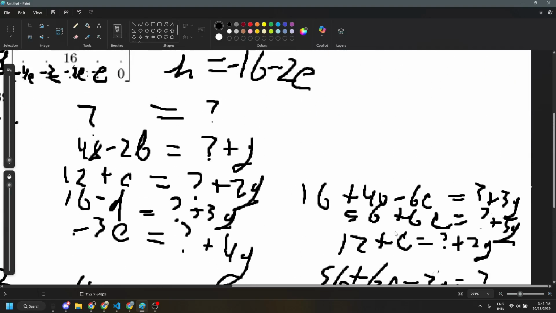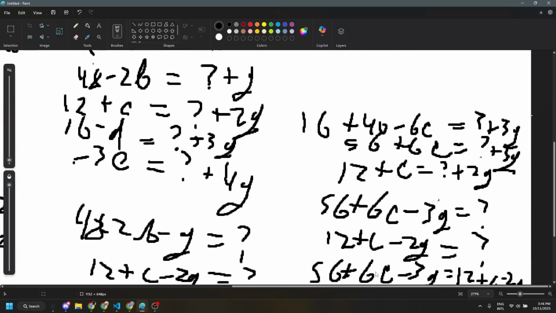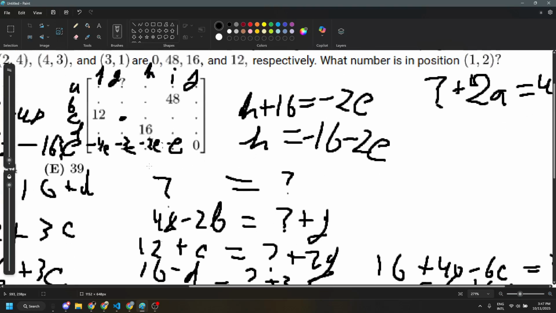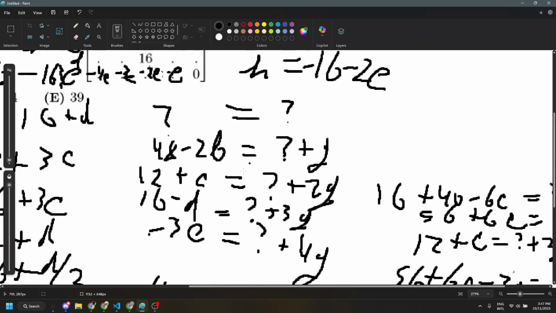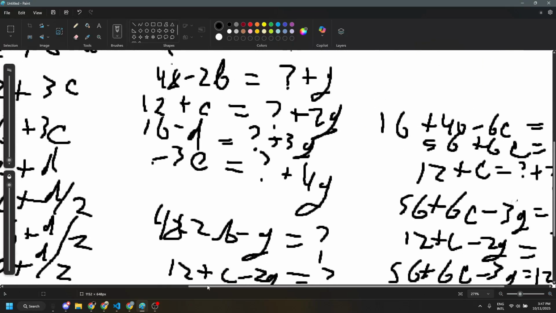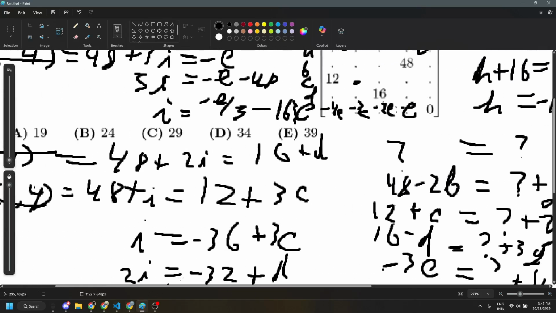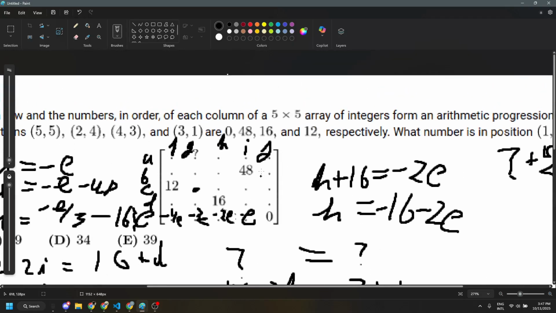Okay, let's take a closer look at what we did here. Question mark plus 3G is this one, which is 16 minus D. We used one of these equations here. And why did we plug it in with D? Because we just solved for D. Because we did that, now we have an equation of these two. Can we do something else with G?